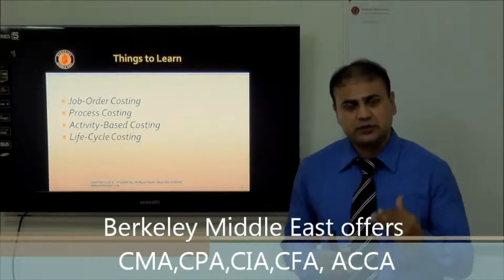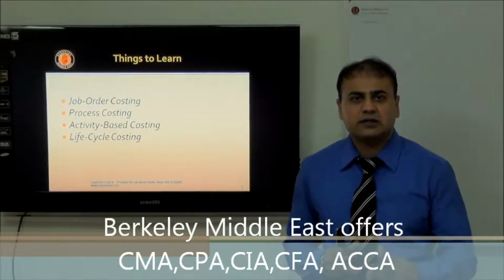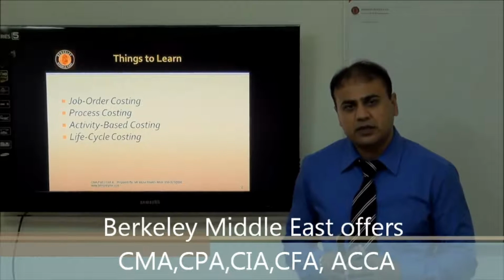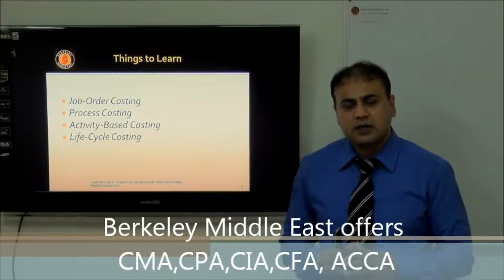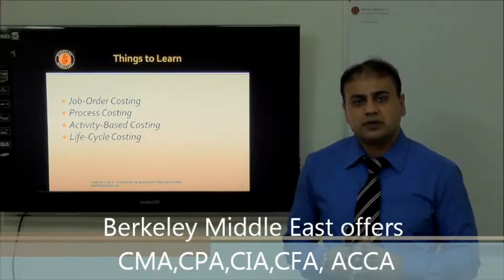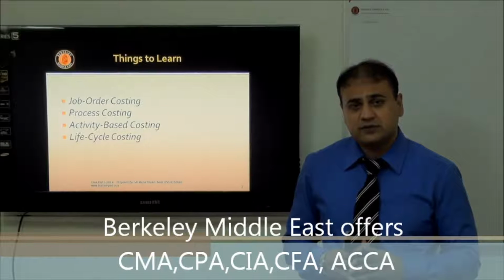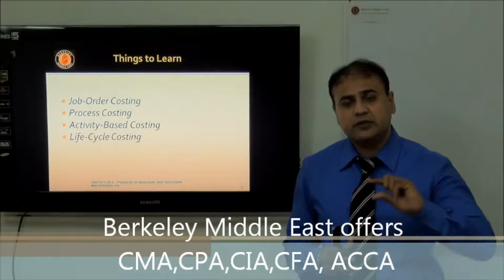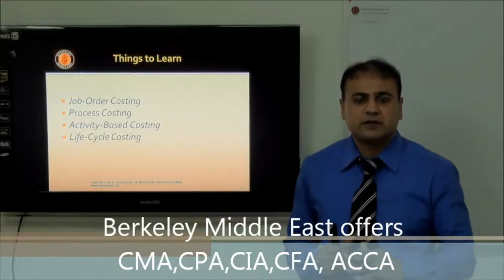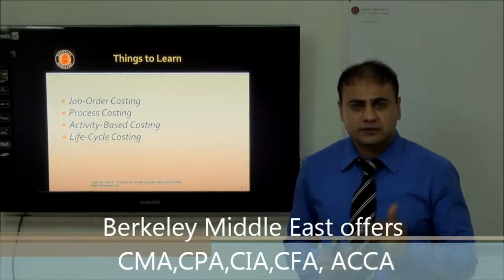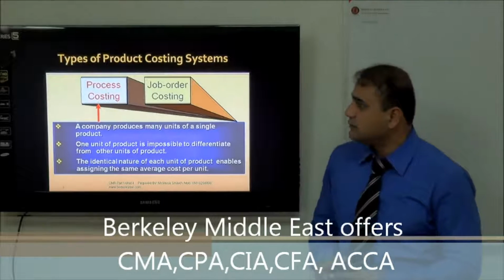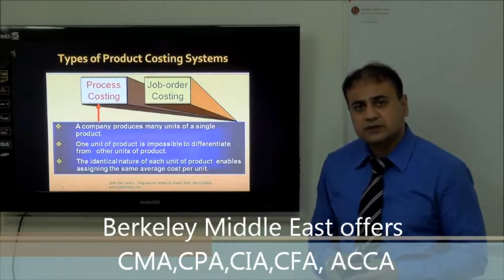We are going to discuss in detail how activity-based costing works, how we calculate the cost in that method, and in the last we are going to discuss life cycle costing, in which we assume that every product has a life cycle, and based on that life we allocate the cost. Starting our discussion, first, what are the types of product costing systems we have.